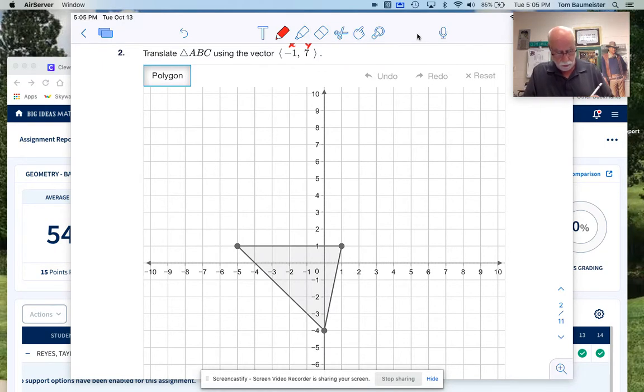So I'm just going to take one of my points, this one here, I'm going to move it over 1, and then I'm going to go up 7. All right, so that would be one of my points. Again, I'm going to take this one, I'm going to go over 1, I'm going to go up 7. That one's going to go there, and then I'm going to move over 1. I'm going to go up 7.